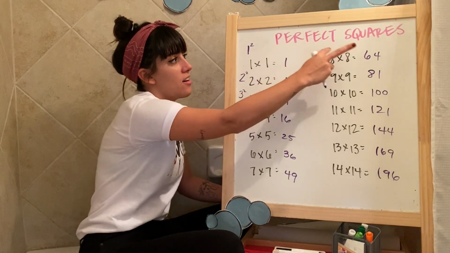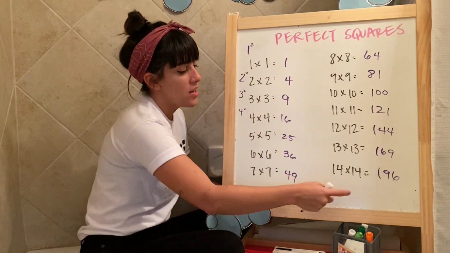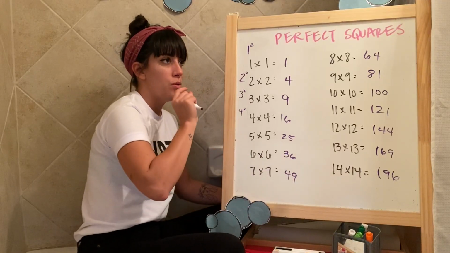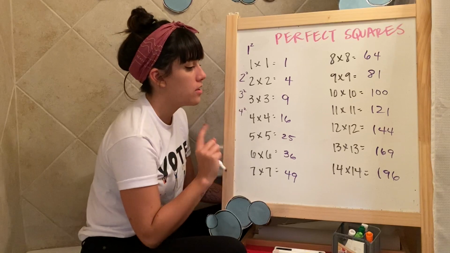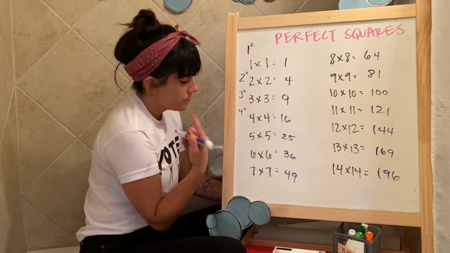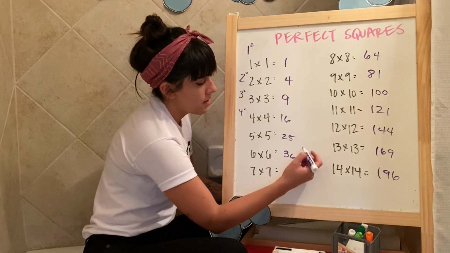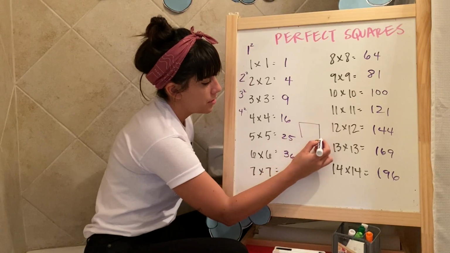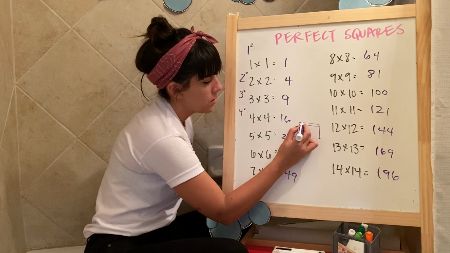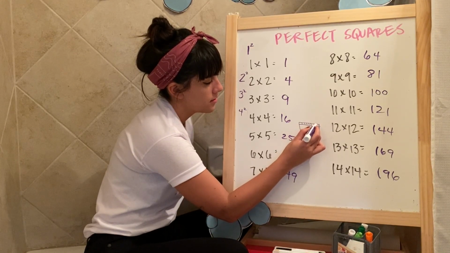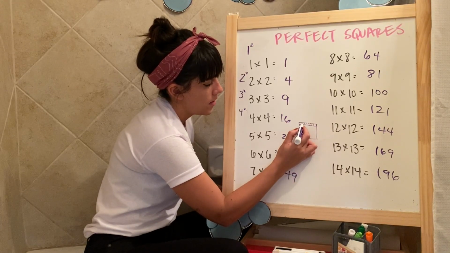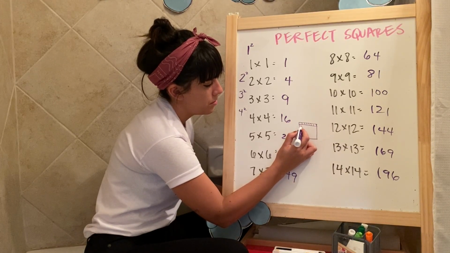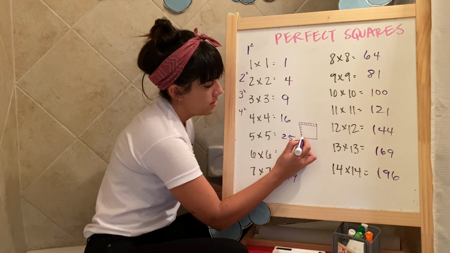But these are perfect squares. So it's as if I were to literally map out tiny squares, right? Let's take a smaller one, for example, 7 times 7. It's as if I literally made 7 squares this way. 1, 2, 3, 4, 5, 6, 7. Okay. So 7 here, and then it would be 7 down. 1, 2, 3, 4, 5, 6, 7.